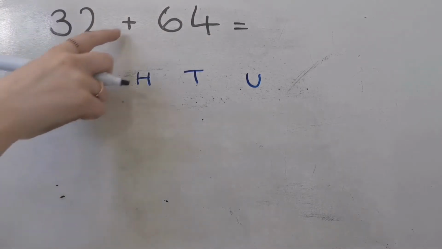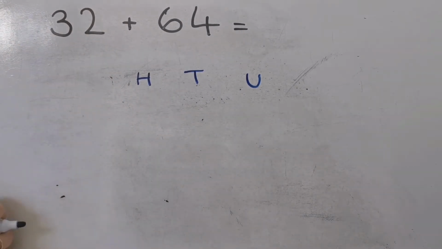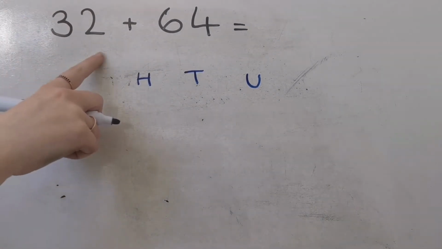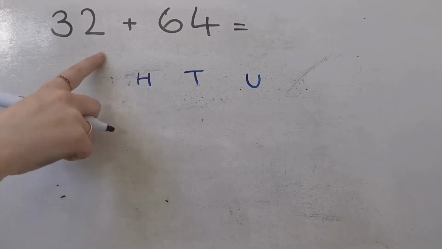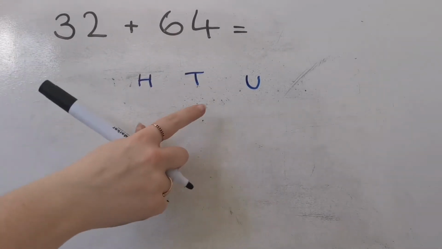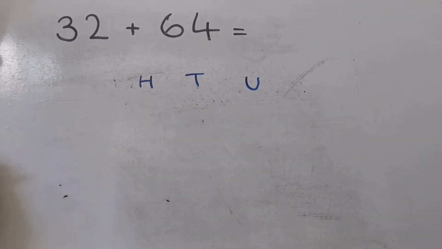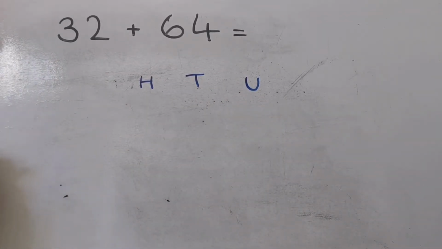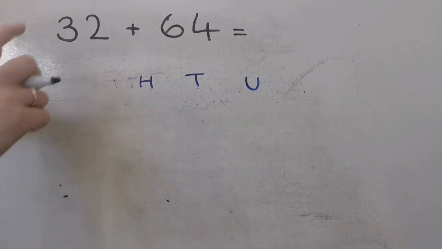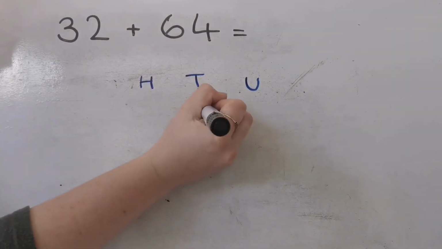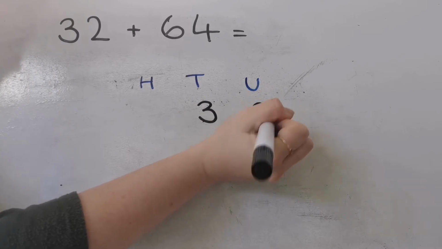So I'm going to focus on the number 32 to begin with. So in 32, we have 3 tens and 2 units. So I've just written out here hundreds, tens and units as a bit of a guide for myself to remind myself that I need to line them up correctly. So I'm going to put my 3 tens and my 2 units.